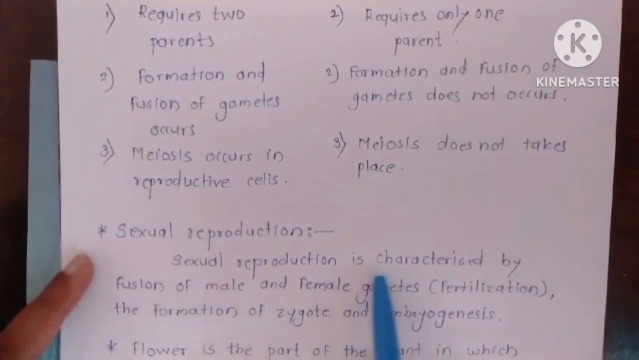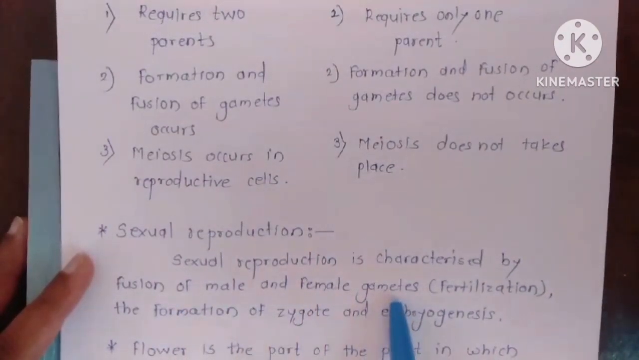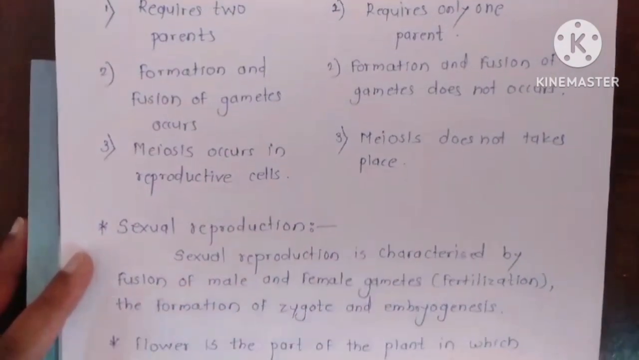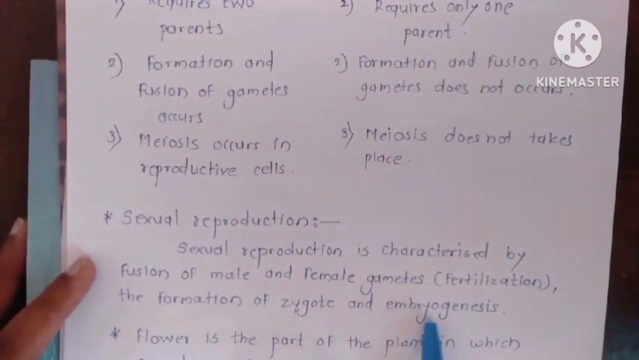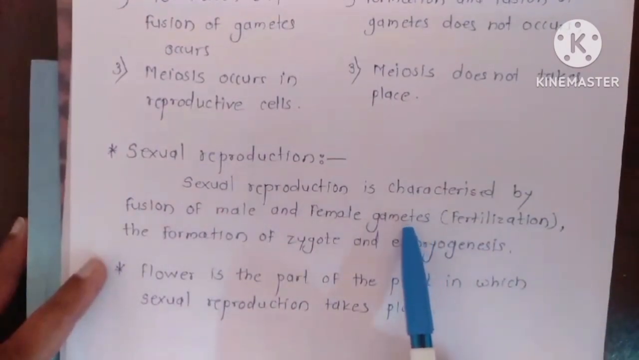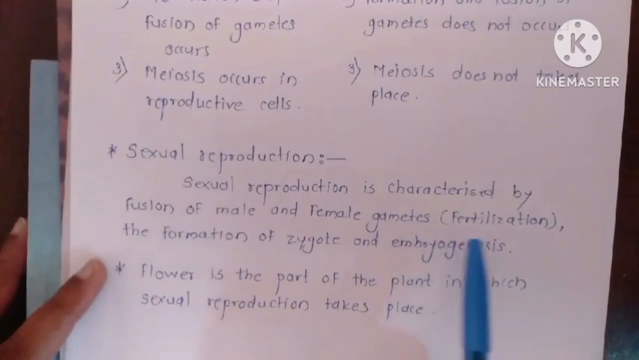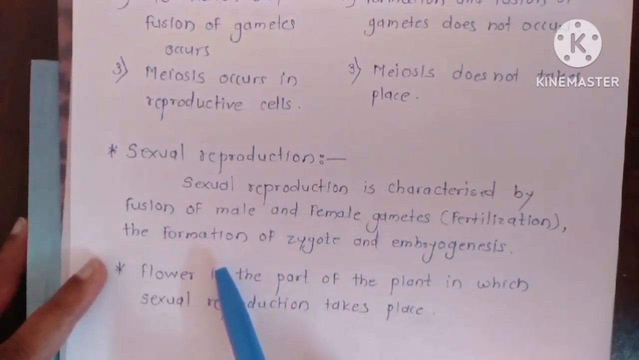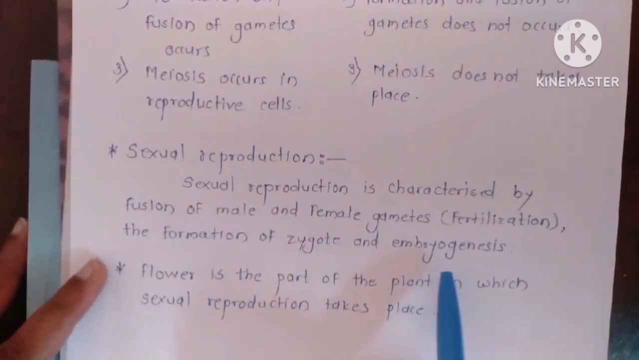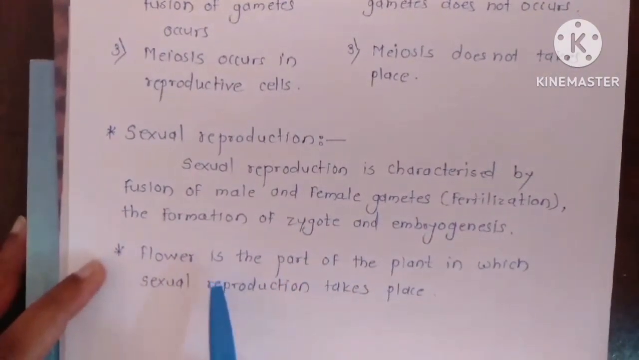Sexual reproduction is characterized by fusion of male and female gametes, means fertilization, the formation of zygote and embryogenesis. Means sexual reproduction involves formation and fusion of male and female gametes, that is fertilization, then formation of zygote and embryogenesis.